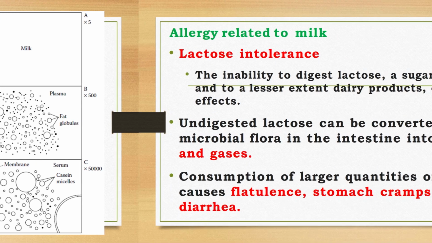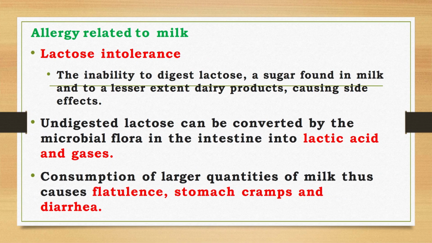Now it's important to discuss allergies related to milk. A very common one is lactose intolerance. This is the inability to digest lactose, the sugar found in milk, which causes uncomfortable side effects. So what happens? Undigested lactose is converted by the microbial flora in the intestine into lactic acid and gases. Therefore, consumption of larger quantities of milk can cause flatulence, stomach cramps, and diarrhea.